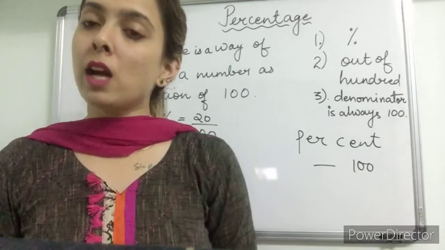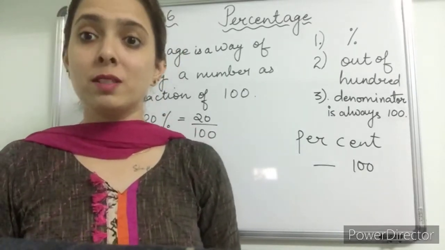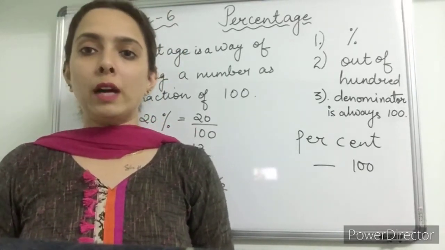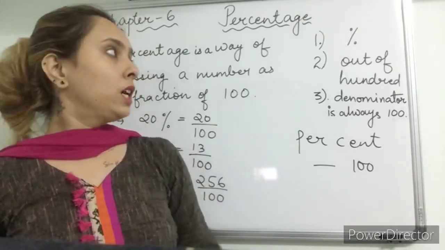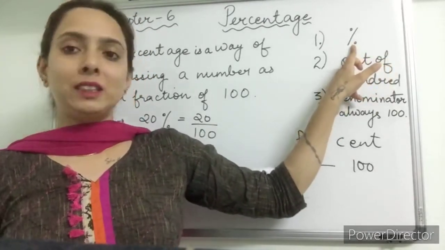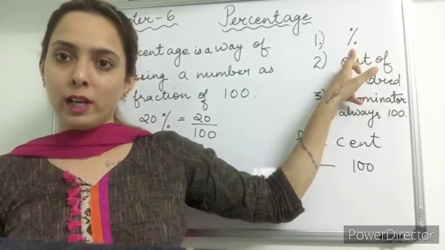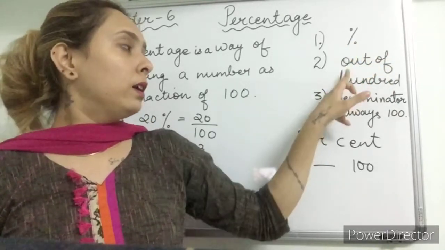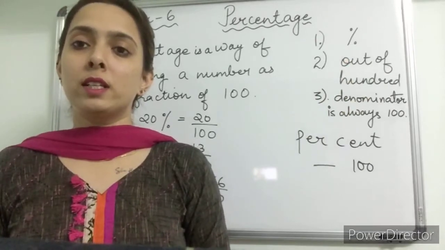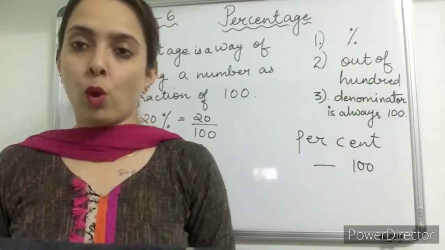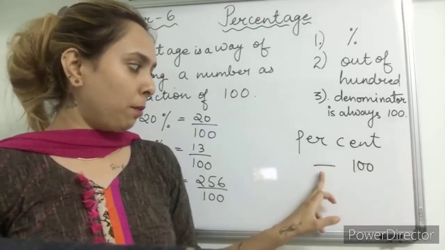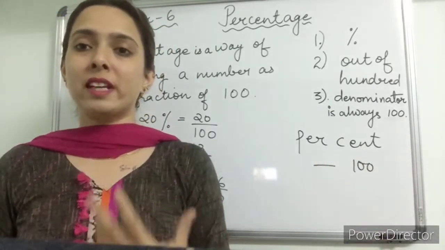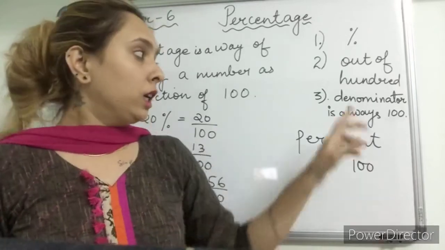Now it's time to start chapter number 6, which is percentage. So I would like to introduce you to what exactly percentage is. Students, this is the sign of percentage, as you all know. Percentage is always calculated out of 100, always. Percent means upon 100. So it is always calculated out of 100.